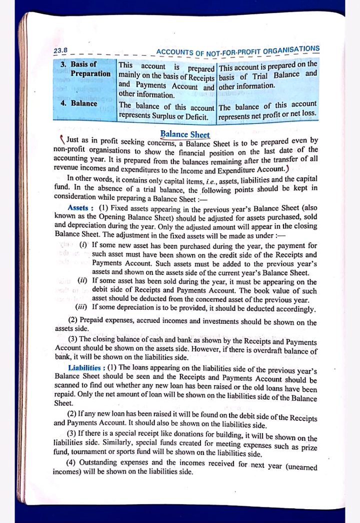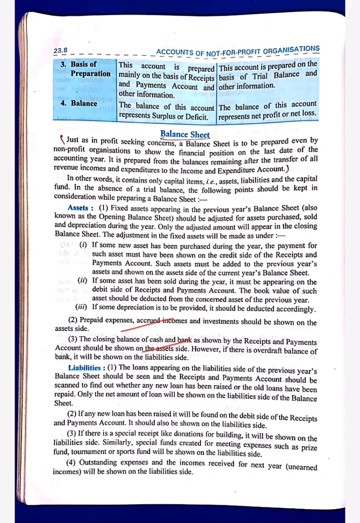Okay. Then prepaid expenditures and accrued incomes should be shown on the asset side. The closing balance of cash and bank in the receipt and payment account should be shown on the asset side. However, if there is an overdraft balance of bank, it will be shown on the liability side.